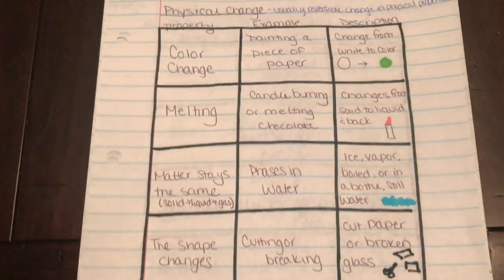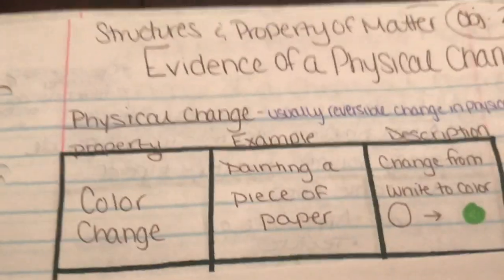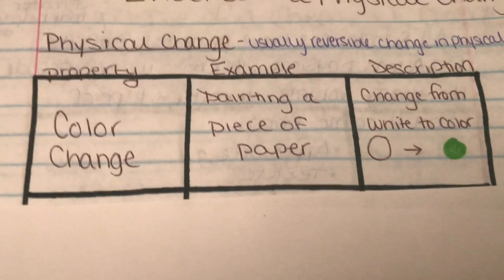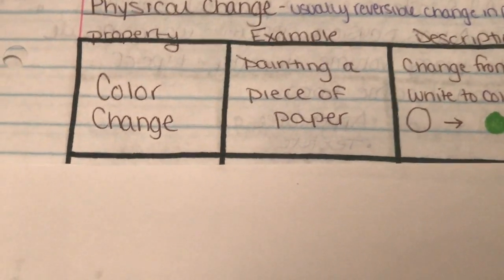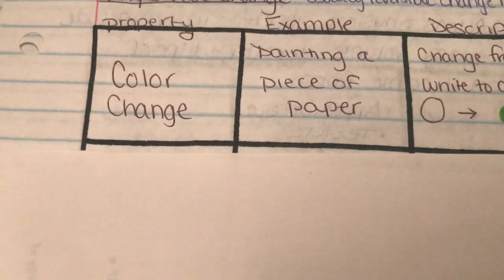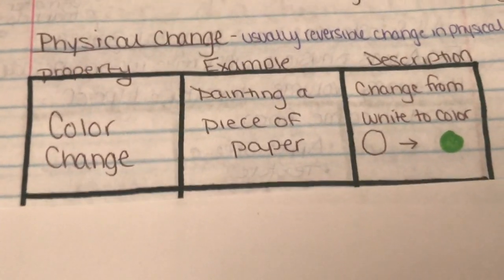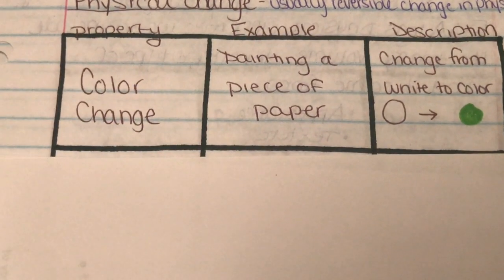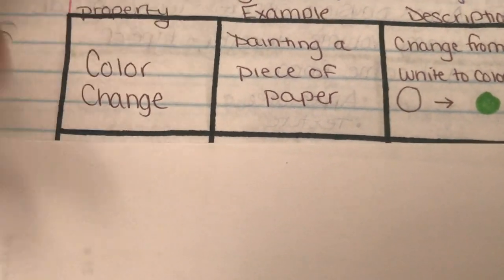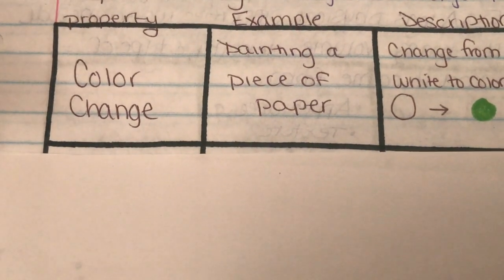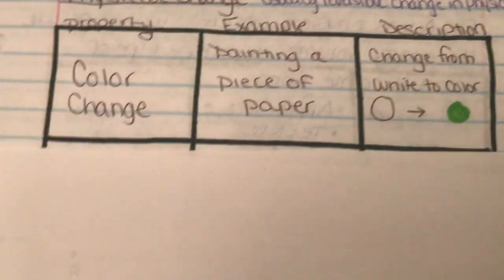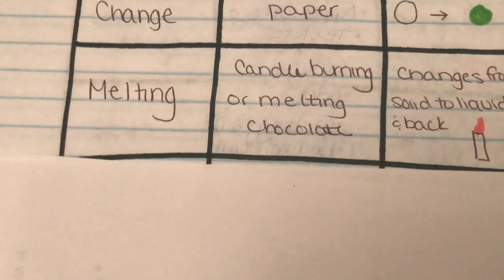The very first one we're going to talk about for a physical change, a very good indicator that a physical change has happened, might be a color change. And I say might because it also indicates a chemical change as well, but you'll see the difference when we talk about chemical change later. So a color change. If I paint a piece of paper, I'm just physically changing the appearance, so I might change it from a white color to a green color. That would just be a physical change.